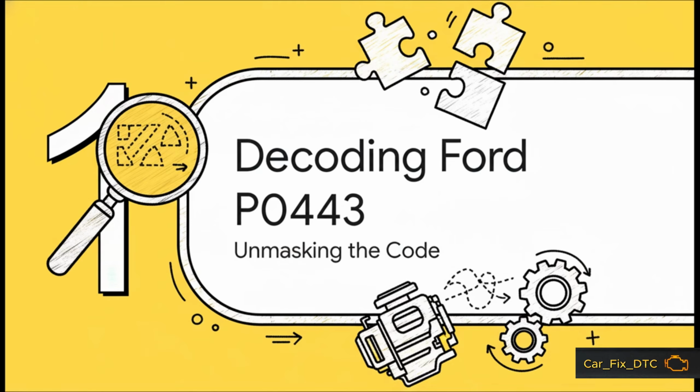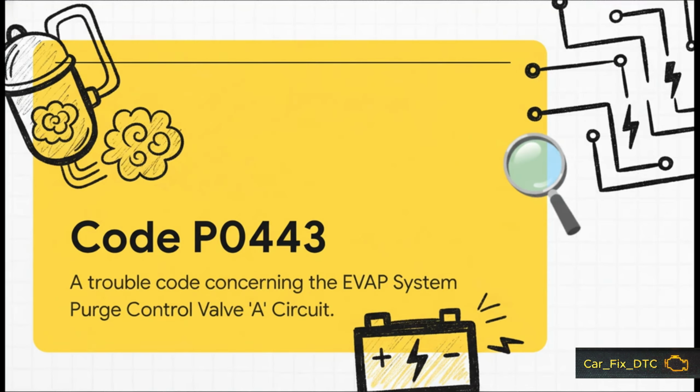The first step in any good investigation is to properly identify our target. What exactly is this code trying to tell us? So on paper, P0443 stands for Evaporative Emission Control System Purge Control Valve A Circuit. Yeah, I know, that is a mouthful, but don't worry about all that. The two words you really need to focus on are evap system and circuit. Evap is all about how your car handles gas fumes. But the word circuit is the real clue here. It tells us the problem is electrical, not necessarily a busted mechanical part.